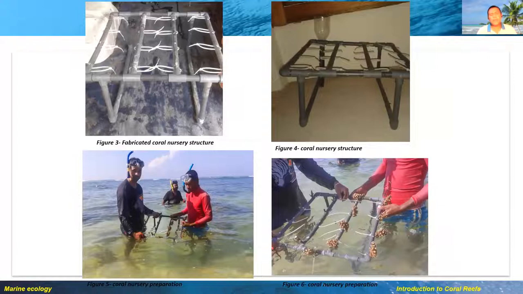Right. There has been a lot of effort around Sri Lanka for replanting corals, but so far there is no good success story. They work for some time, but after that, it's not really going to work, right? There is another video. We can quickly go through this one as well.